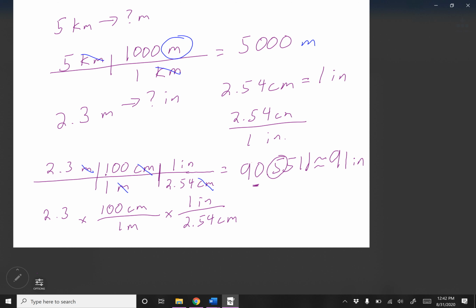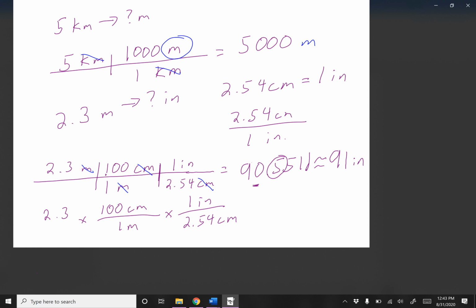I prefer the train track method, but I have noticed more recently a lot of students prefer to use the x's and then the traditional fractions. It makes zero difference. So whichever one you like better, choose that one. To me, using the train track is much easier, but it really makes no difference whatsoever. Okay, so that's conversion factors.